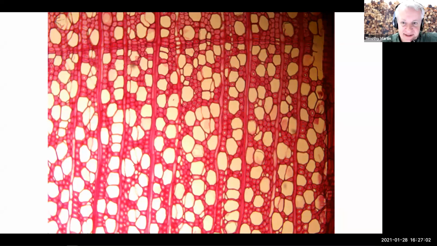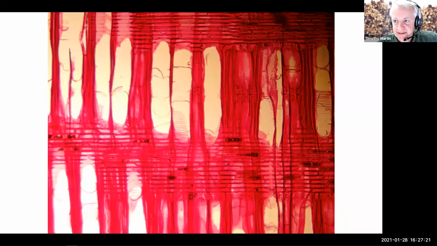This is 100x in cross section. So in addition to the vessels, we see all these are fibers, and we also see rays. On this species, I wanted you to contrast this cross-section view at 100x with a radial view at 100x. So instead of looking at the cross-section, we're looking at the radial view. And remember, I use my hand to indicate files of ray cells. This is a radial section, so we're looking at those files of ray cells from the side.